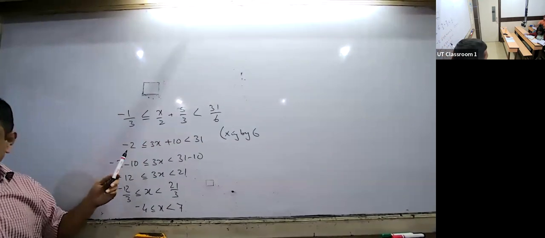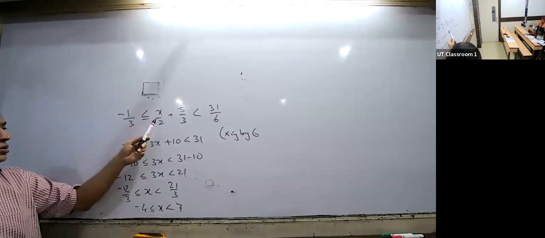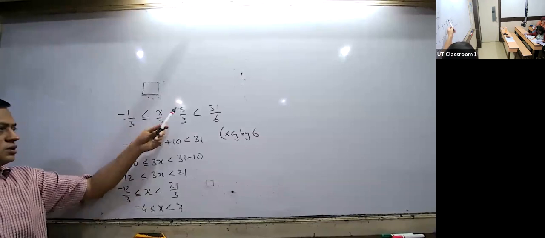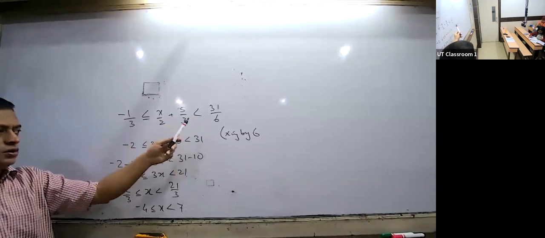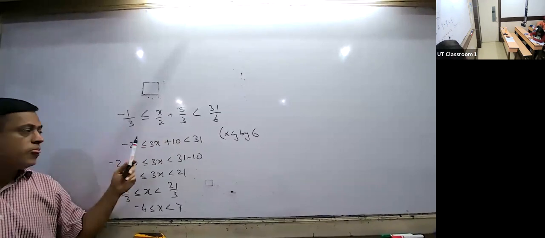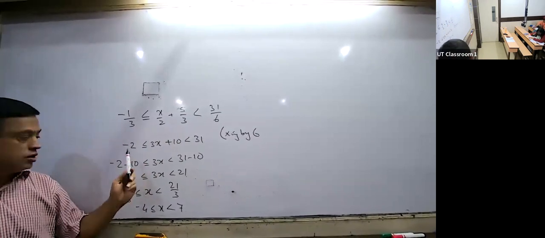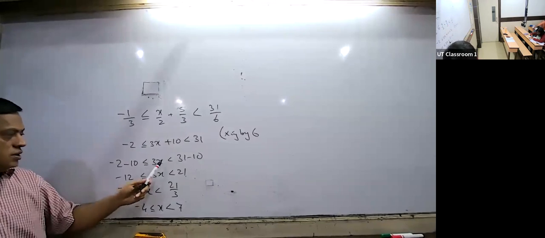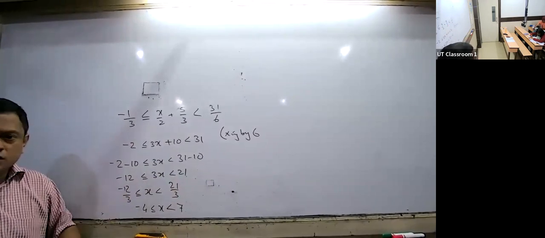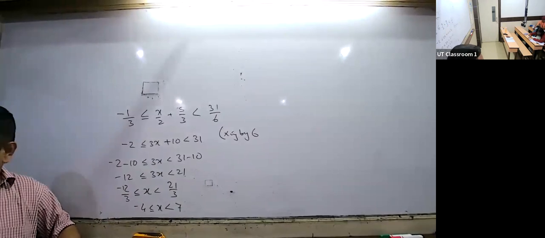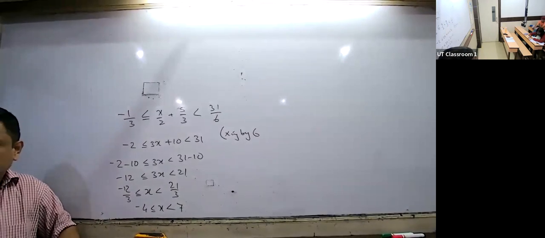6 into minus 1 by 3 is minus 2. 6 into x by 2 is 3x. 6 into 5 by 3, cancel, and 5 twos are 10. 31 into 6 by 6. Subtract 10 from throughout. Minus 2 minus 10, minus 10. Then minus 12 less than 3x less than 21. Dividing. Understood? All of you?